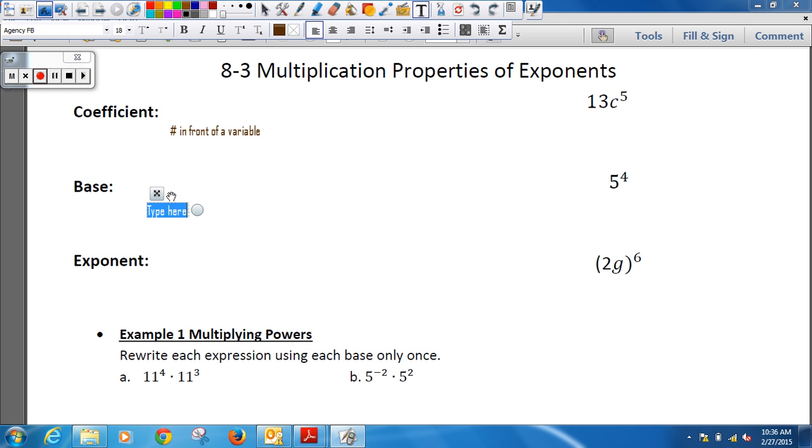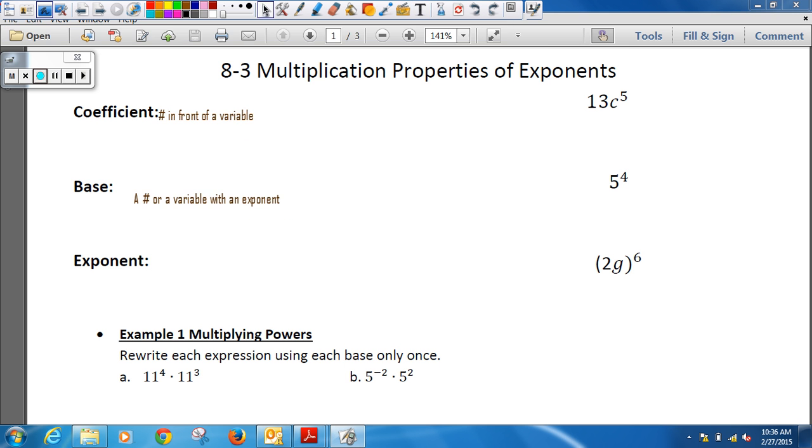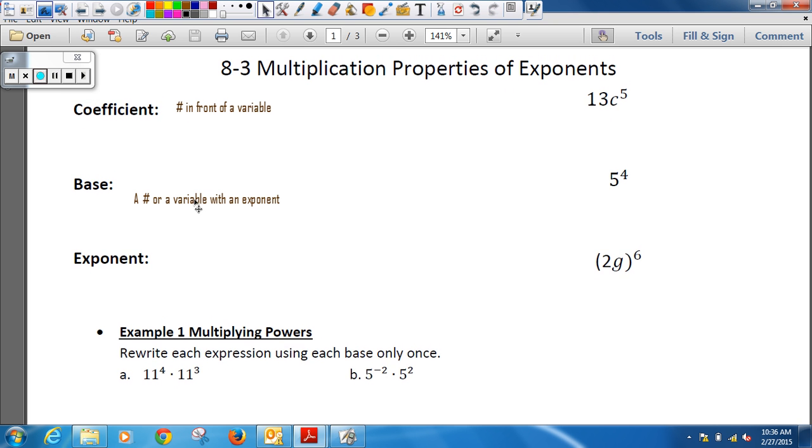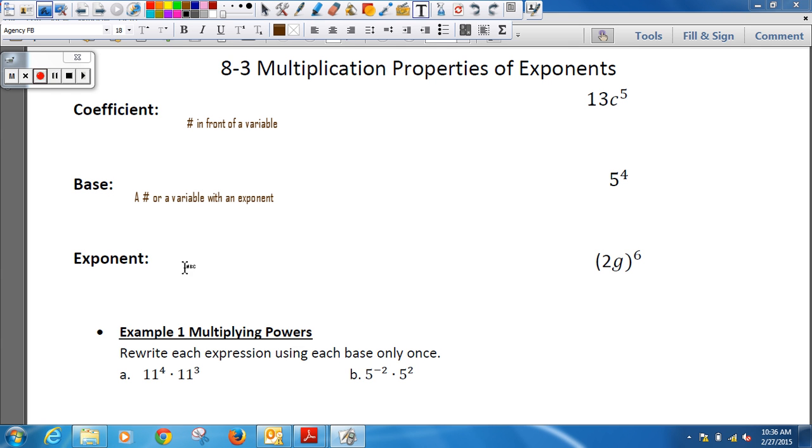A base then is a number or a variable with an exponent. So it has an exponent on it, and it can be either a number or a variable. And then an exponent tells you how many times the base is repeated.